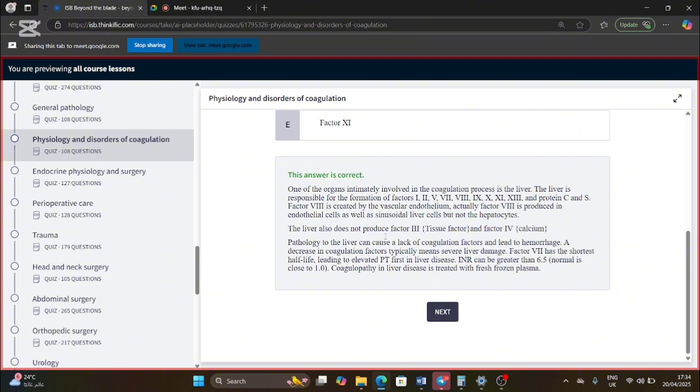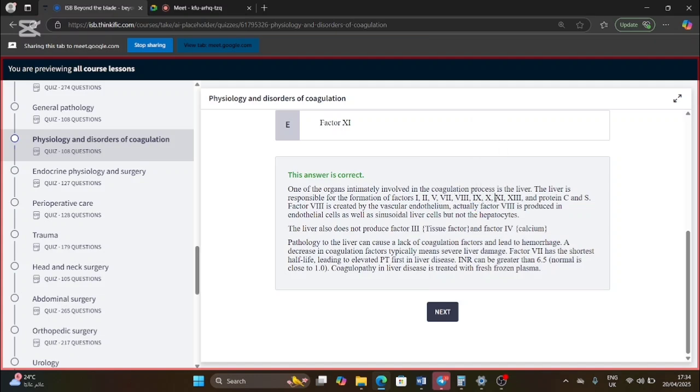That's an important explanation here. They said one of the organs intimately involved in the coagulation process is the liver. The liver synthesizes factor 1, 2, 5, 7, and 8. But look, factor 8 is not from the hepatocytes. It's from the endothelial cells, that is the hepatic sinusoidal cells. So the liver does produce factor 8, but not from the hepatocyte.